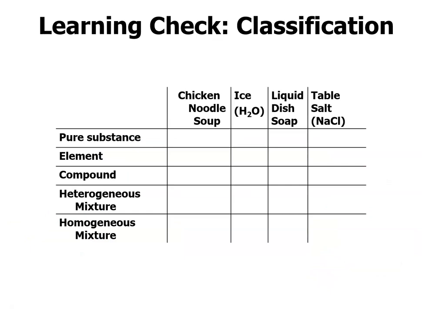This should be a fairly simple activity for you guys. Just take this chart and fill out which of these categories you think the chicken soup, ice, liquid soap, or table salt would fall into. Just put a check mark in those spots and upload that answer.